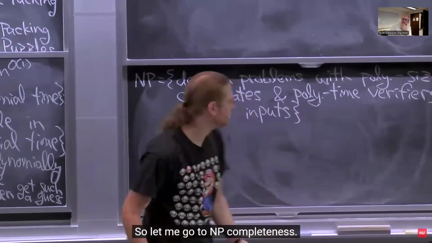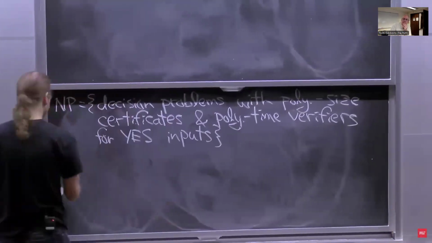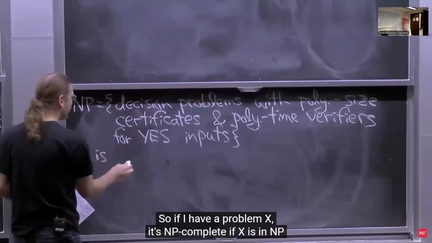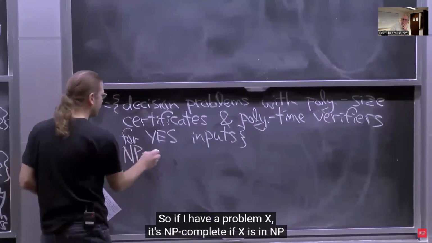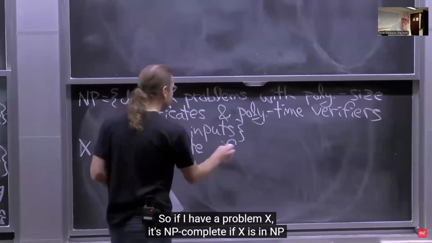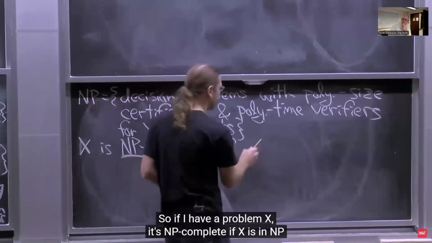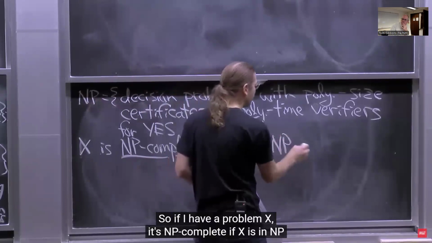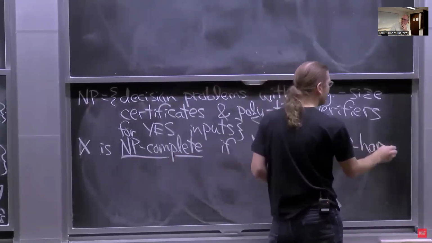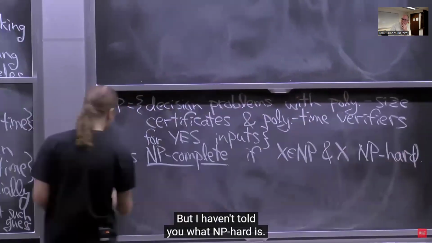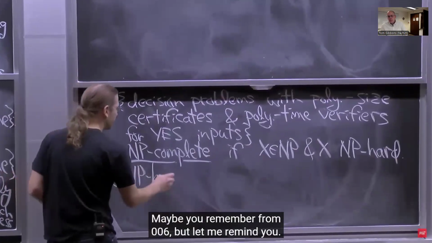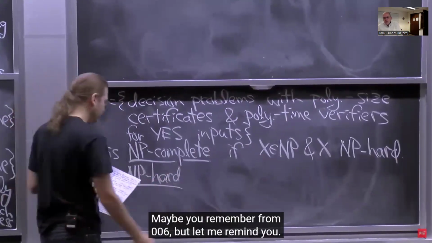So let me go to completeness. If X is in NP and X is NP-hard, maybe you remember what that says.